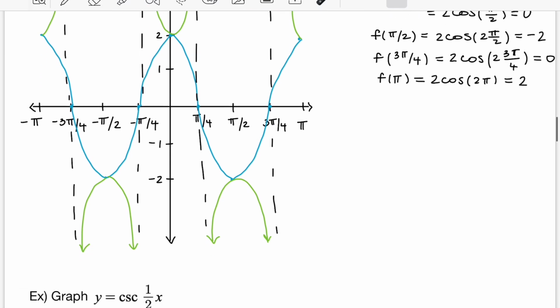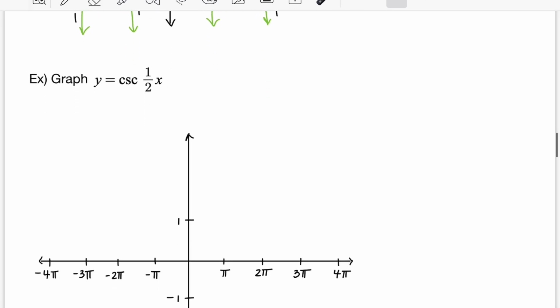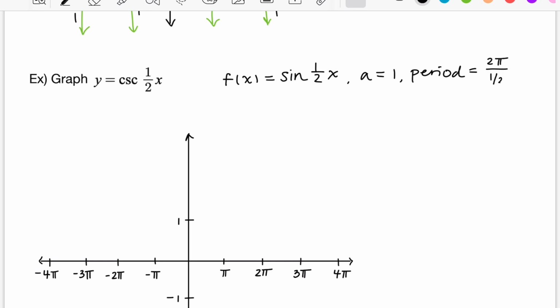Now let's do the same thing for a cosecant function. In order to graph this, we want to use the guide function, our sine function. So we first want to graph sine of 1/2 x. In this case, our amplitude is just going to be 1. Our b is 1/2, so this tells us our period is going to be 2 pi over 1/2. This is the same as 2 pi times 2, so our period will be 4 pi.